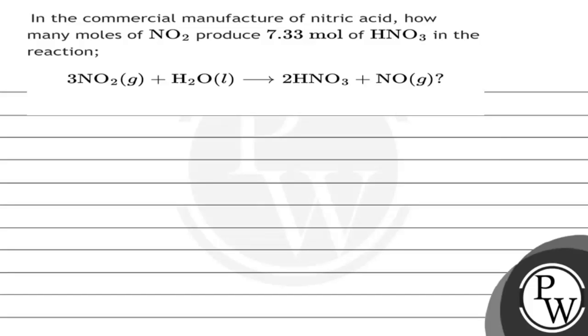Hello bachcho, let's see this question. The question says that in the commercial manufacture of nitric acid, how many moles of NO2 produce 7.33 moles of HNO3 in the reaction. तो reaction हमारे पास ये given है, तो we have to find out कि 7.33 moles of HNO3 से आप कितना moles of NO2 produce होता है.